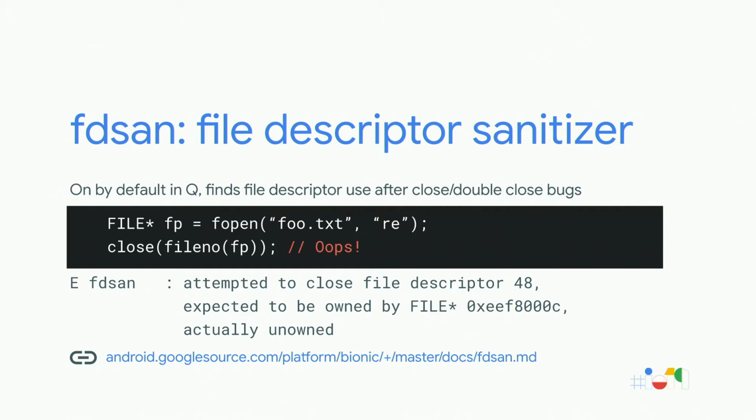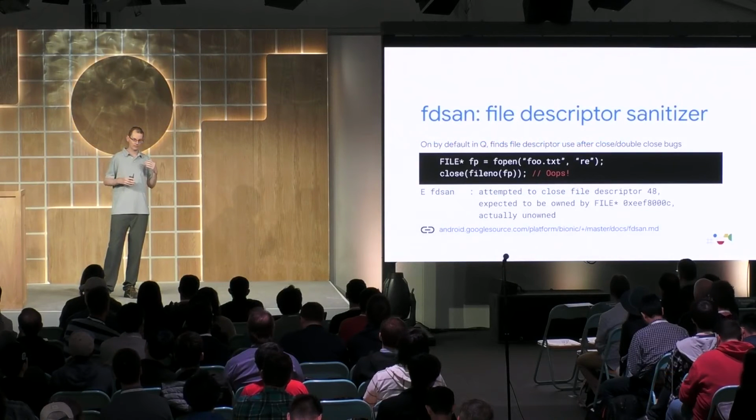Something brand new in Q that's new to Android is fdsan. So file descriptors, it's what's behind the scenes of the stdio FILE or the C++ file APIs. It's an integer. It's what the Linux kernel uses to represent an open file. And it's quite easy to mess up the ownership of these. And what's really unfortunate is that the kernel does a kind of first fit allocation. So if you allocate 5 files and then you close one and open another, you'll get that same number reused. So it's really hard to debug these.